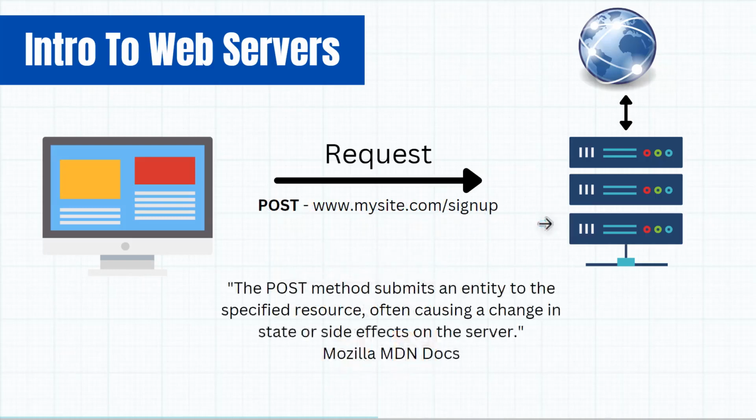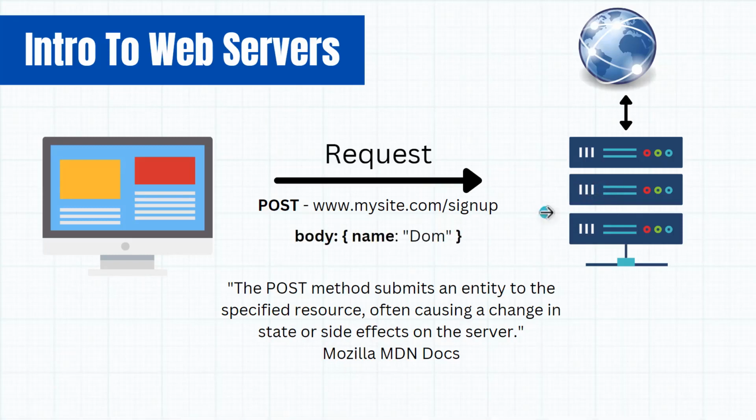Now another type of method is a POST method, a POST request method. So again, from the Mozilla MDN Docs, the POST method submits an entity to the specified resource, being this URL right here, often causing a change in state or side effects on the server. So basically, we're going to be sending over an entity, something, to this resource that causes a change in state or side effects on the server.